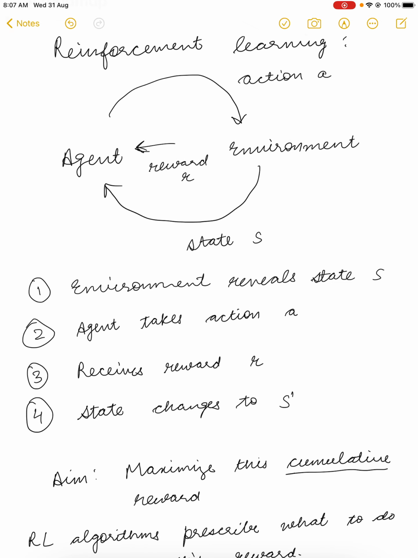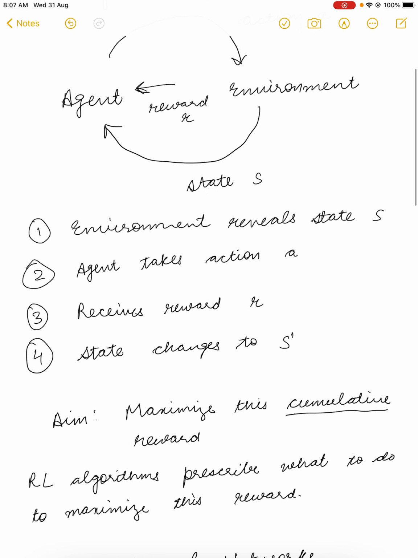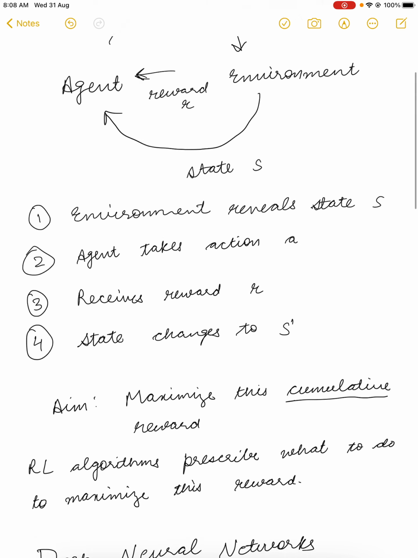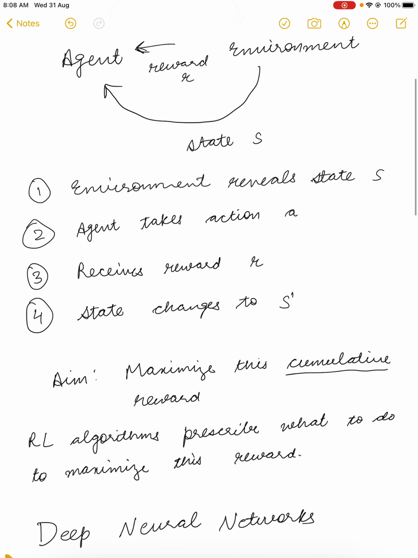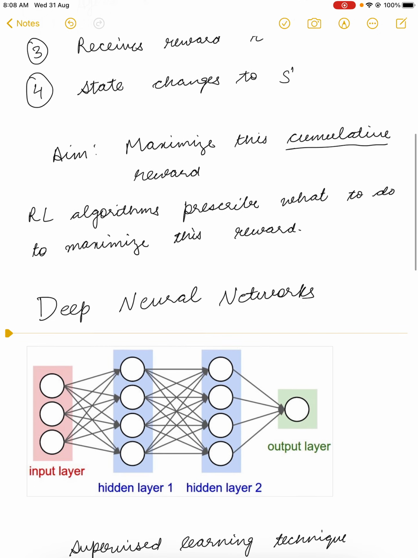This continues, and the aim of RL algorithms is to maximize this cumulative reward. So RL algorithms prescribe what to do, like what actions to take from the action set that maximize this cumulative reward. So next we come to deep neural networks.